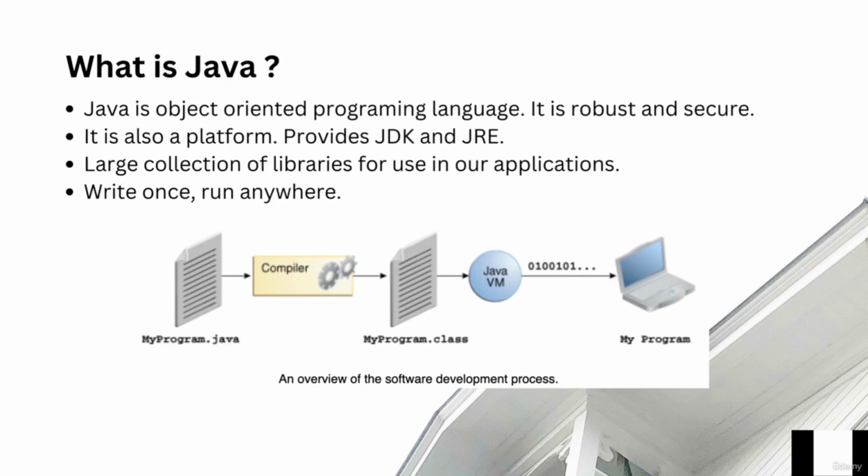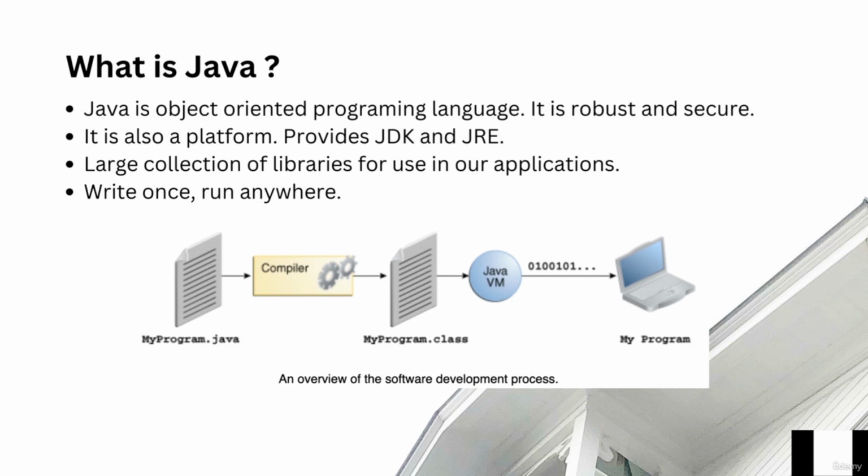So, what is Java? Java is both a platform and a programming language. As a programming language, Java is object oriented, it is portable, it is multi threaded, it is robust, and also secure. Java has its own huge collection of libraries that we can use in our applications. For this course, we will be using Java 20 and Eclipse IDE.